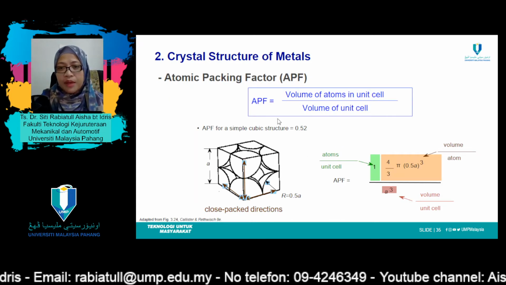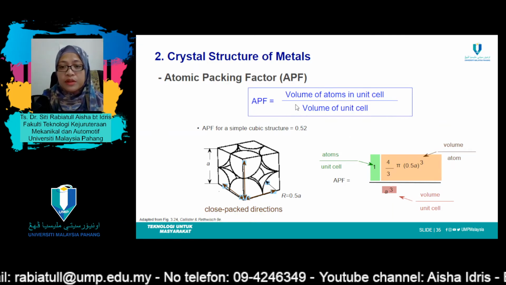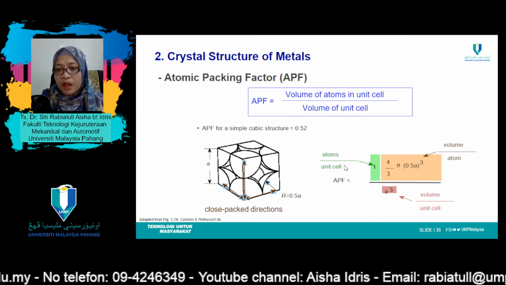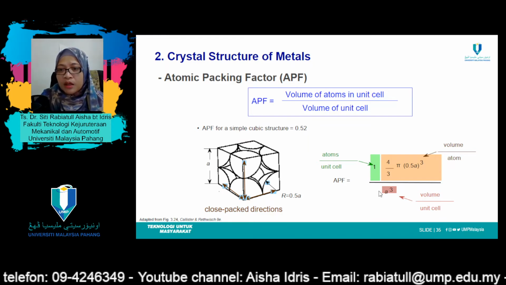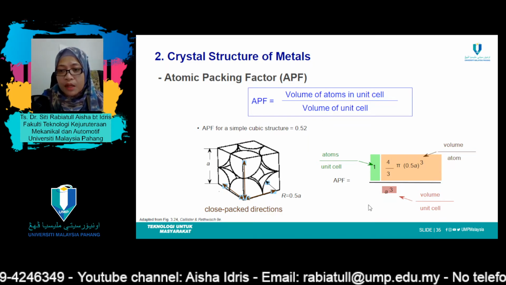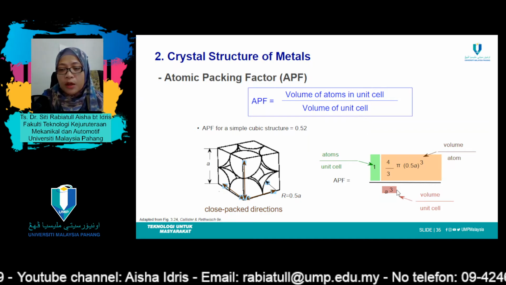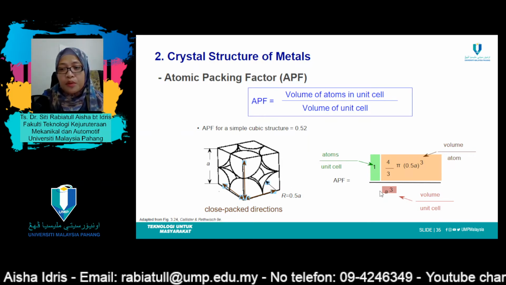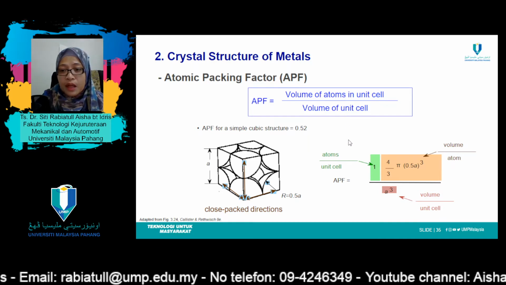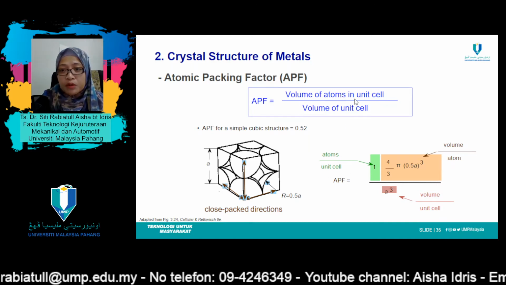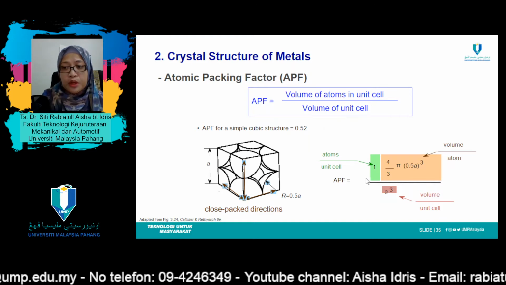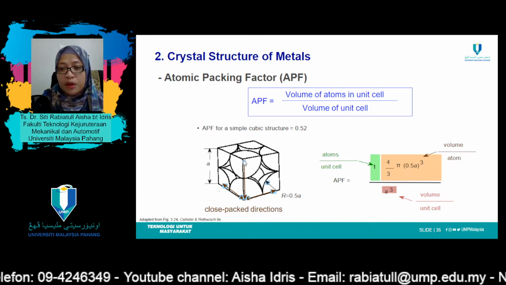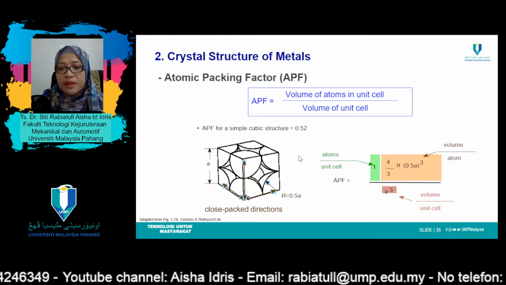Now let's calculate the APF just now. This is the formula, which equals the volume of atoms in the unit cell divided by the volume of the unit cell. For the volume of the unit cell, this one is very simple. Straight away a to the power of 3, a cubed, because this length a times a times a, so a cubed is the volume of the unit cell. Meanwhile, for the volume of atoms in the unit cell, you need to take the volume of a sphere for each atom times the number of atoms in that crystal structure.